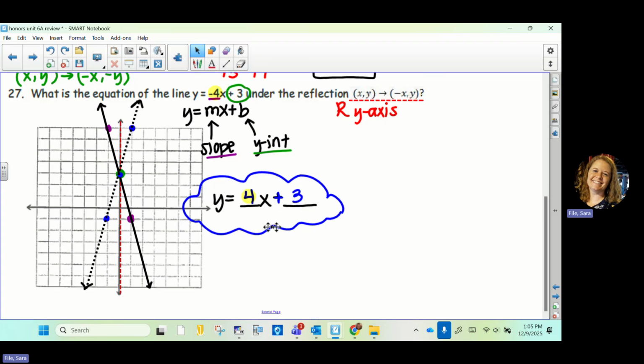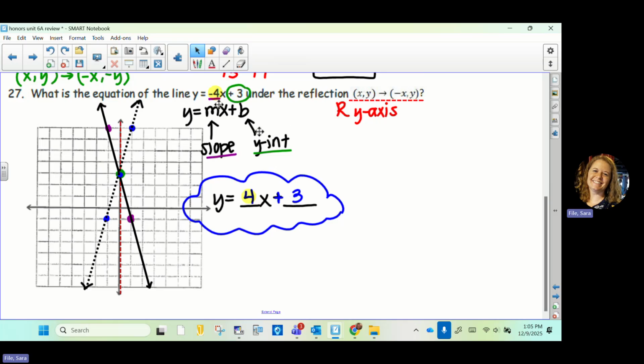Now we had to write the equation for that. You can see the y-intercept did not change. It's still at +3. That's my b value. And then the slope, if I were to count that, is now up 4, right 1. That's a +4. So we have a +4 slope and a +3 y-intercept. So this is the equation of the new line. And I want you to see, from the original to this new one, what's the only thing that changed?